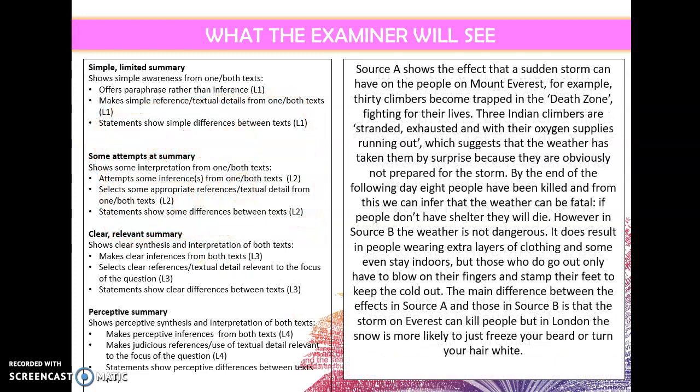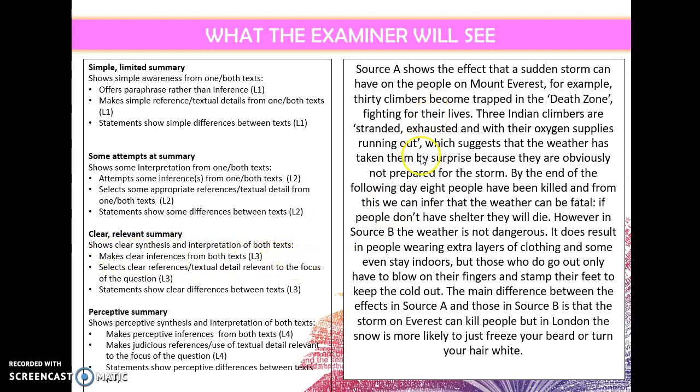A little bit more here. So let's look at this answer. Source A shows the effect that a sudden storm can have on people on Mount Everest. For example, 30 climbers become trapped in the death zone fighting for their lives. The Indian climbers are stranded, exhausted, and with their oxygen supplies running out. See how they've dropped those quotations, they've embedded those quotations in their answers. That's a really good skill, which suggests that the weather has taken them by surprise, because they're obviously not prepared for the storm. Right, that bit there is a clear inference, and that's why this one's going to get a band 3. Okay, so making clear inference.